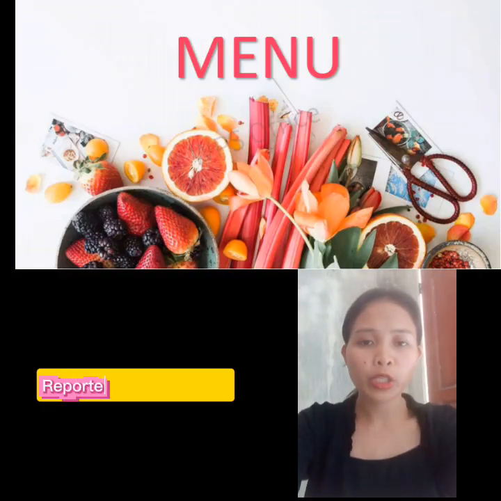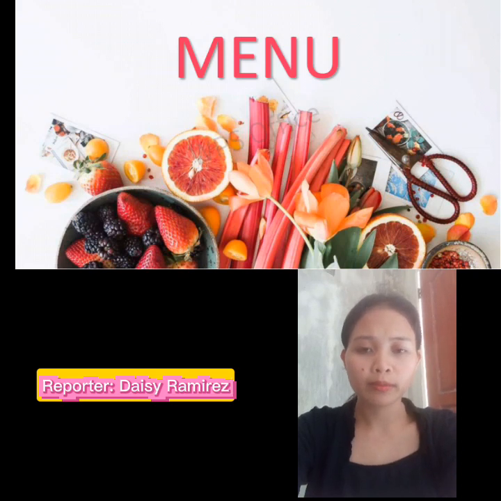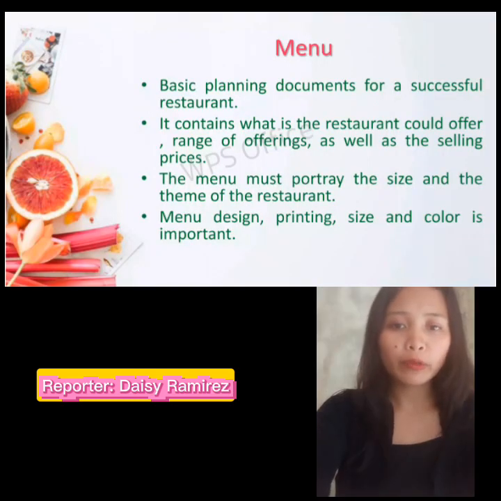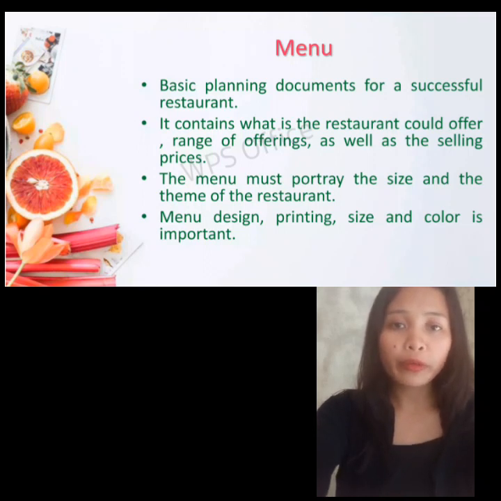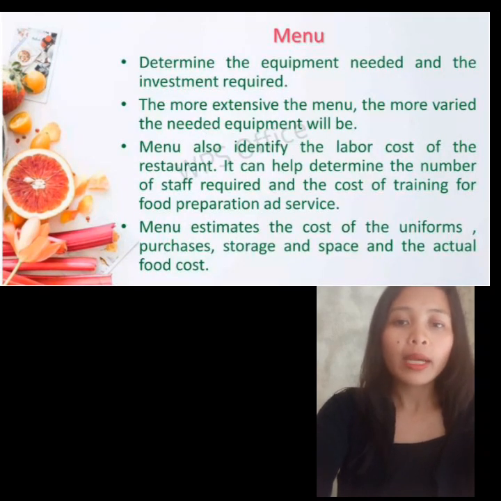The first topic is the menu. The menu is the basic planning document for a successful restaurant. It contains what the restaurant could offer, the range of offerings, as well as the selling prices. The menu must portray the size and the theme of the restaurant. Menu design, printing, size, and color are important. It determines the equipment needed and the investment required. The more extensive the menu, the more varied the needed equipment will be.